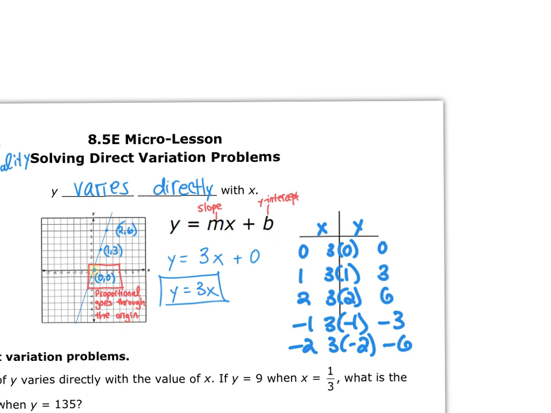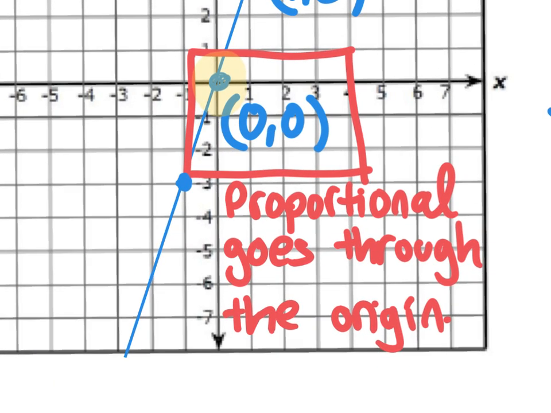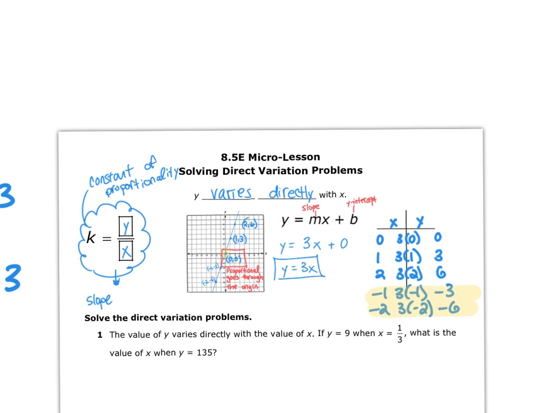I want to go ahead and graph these last 2 points here on our graph. Let's see, our first one would be (-1, -3). I'm going to zoom in. Here's (-1, -3), and look, that's right on the line. And then our other point that we just did was (-2, -6), and that's right there. So (-1, -3) and (-2, -6). Great.